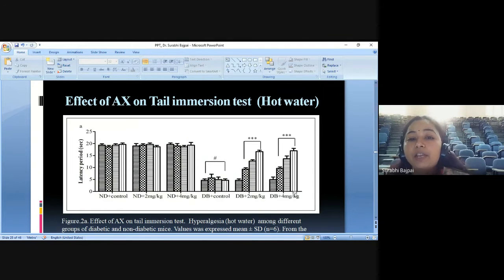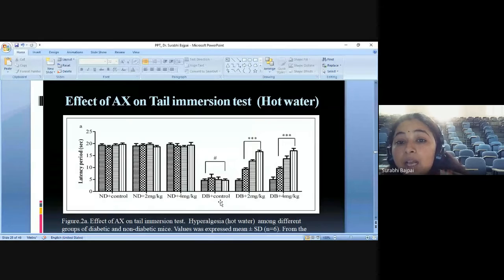Then the effect of AX on the tail immersion test. What was the result? When hot water was used for the tail immersion test, again the same results were found. In the hyperalgesia test, it was found that diabetic control mice had a much lesser latency period as compared to the non-diabetic control, but it was normalized when we gave increasing doses of astaxanthin.